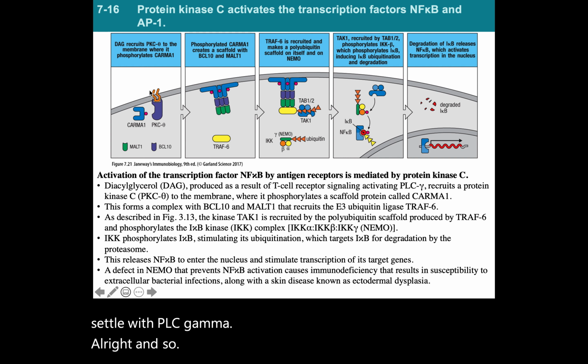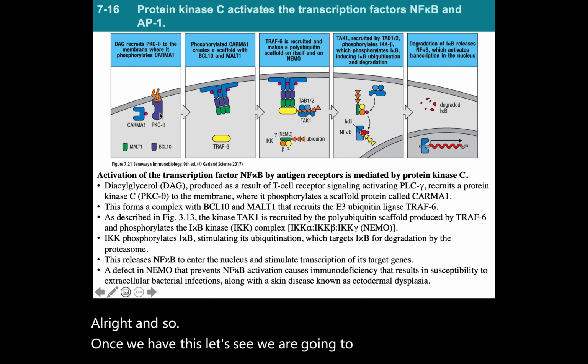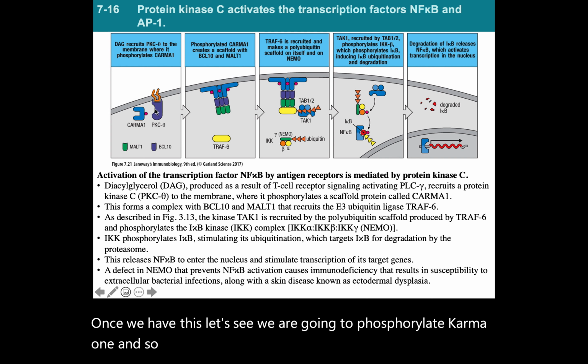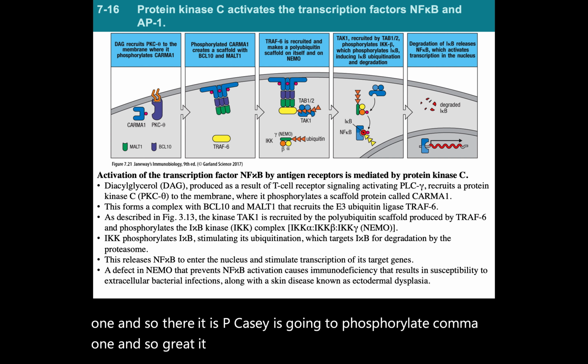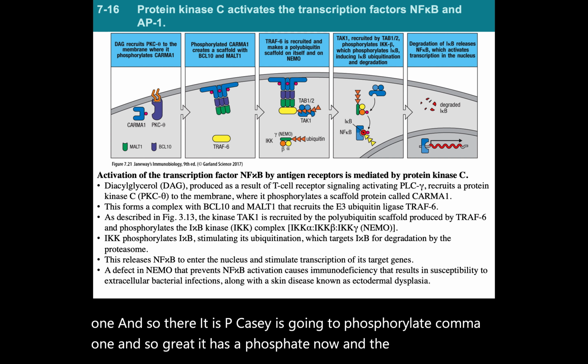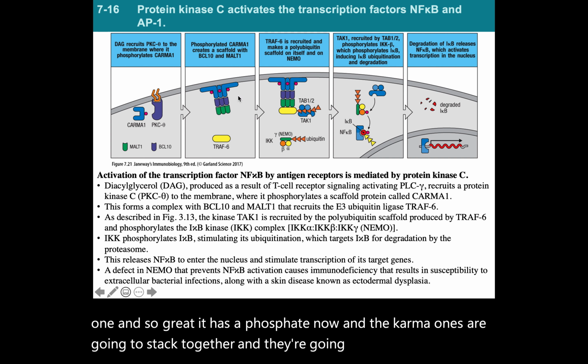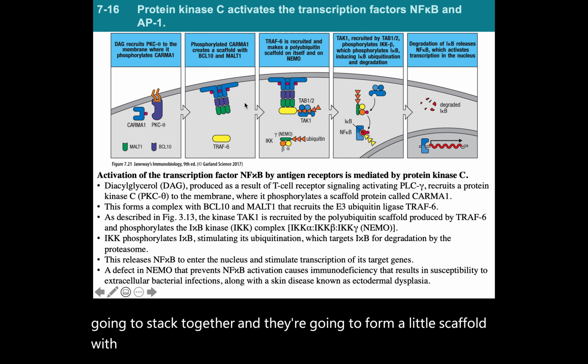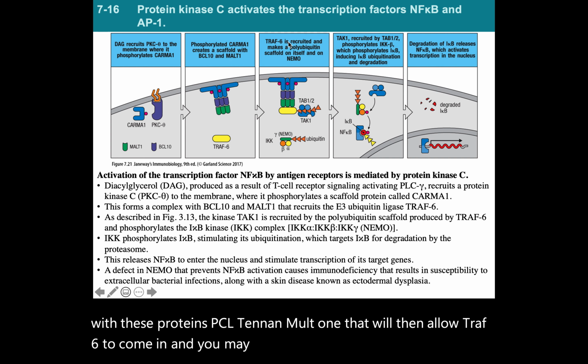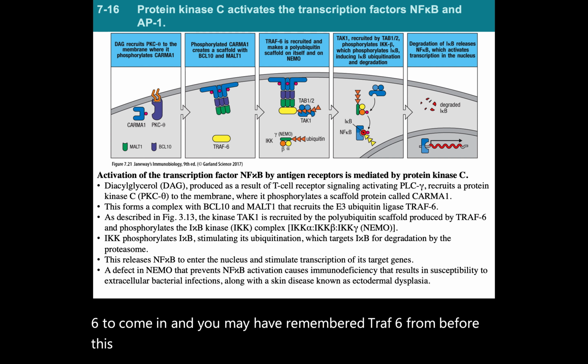Once we have this, we are going to phosphorylate KARMA1. And so there it is. PKC is going to phosphorylate KARMA1, and so great, it has a phosphate now. And the KARMA1s are going to stack together, and they're going to form a little scaffold with these proteins BCL10 and MALT1. That will then allow TRAF6 to come in, and you may remember TRAF6 from before. This is one of the proteins that was involved in toll-like receptor signaling, I believe.